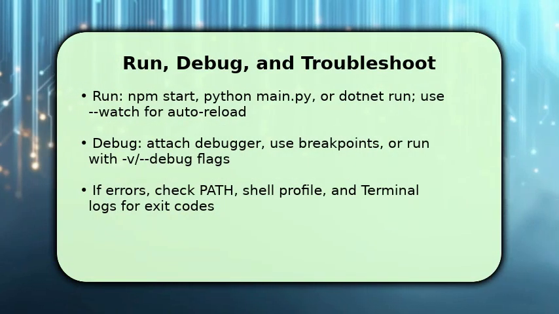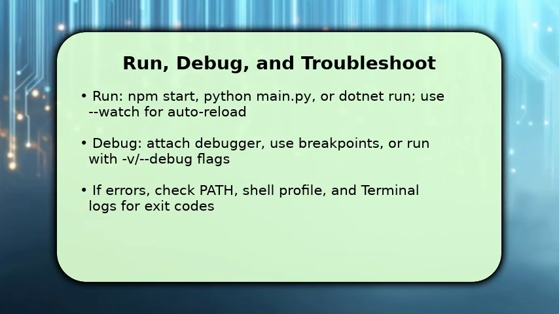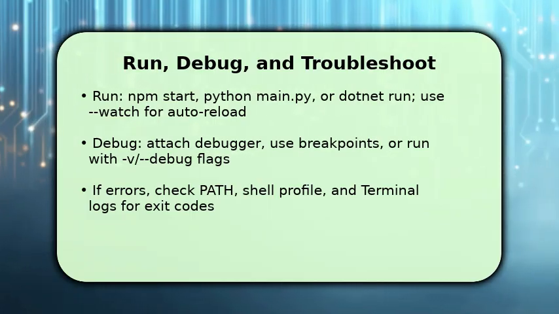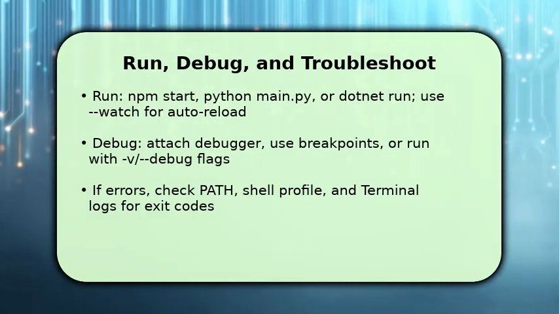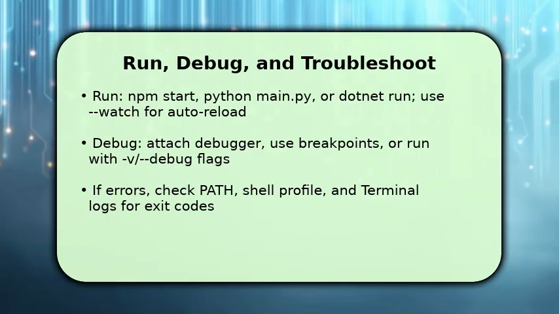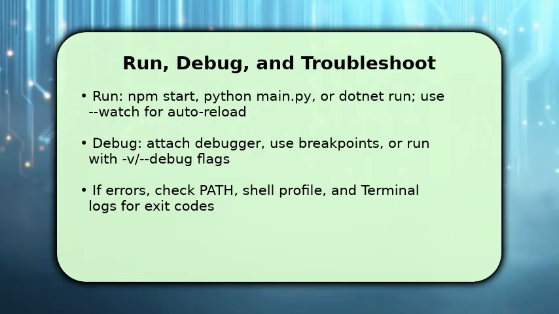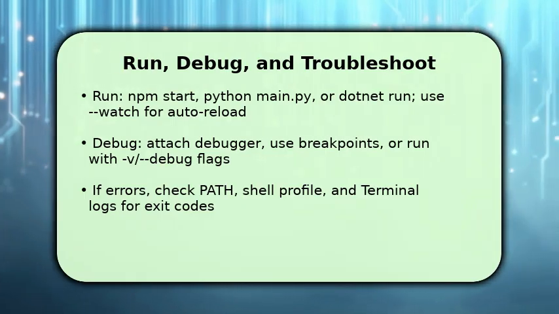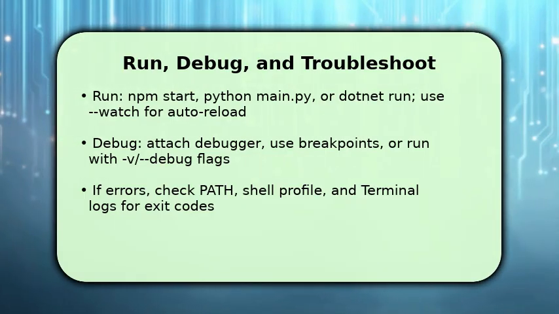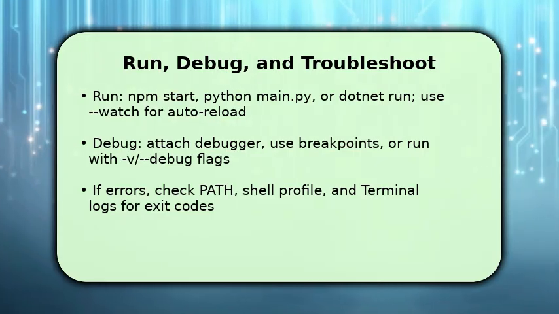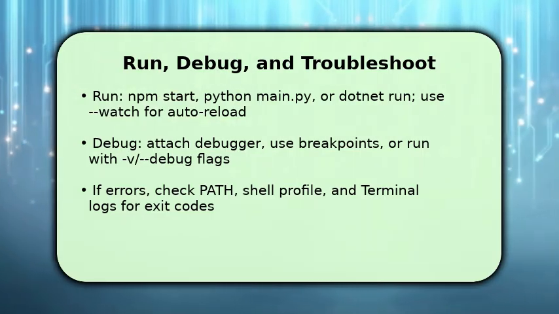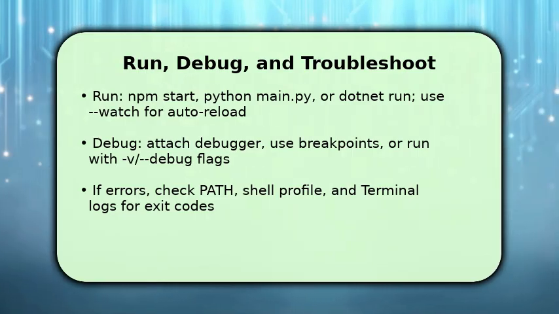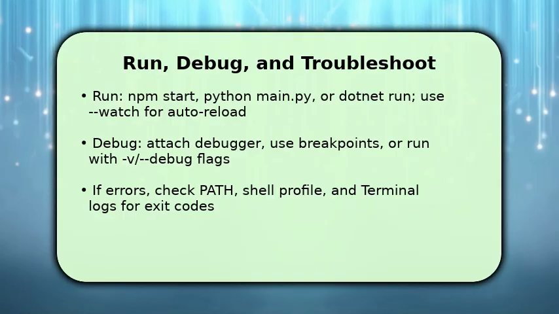You run your app and observe output directly in the terminal. Use watch or nodemon to auto-restart while coding. Once running, attach a debugger or run with verbose flags to see internal state. If something fails, make sure your path includes the runtime and check your shell profile for conflicting aliases. Also inspect the terminal's error output and exit codes for clues. Finally, restart the shell or open a clean profile to confirm whether the issue is environmental or code-related.